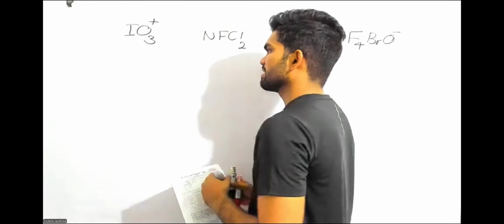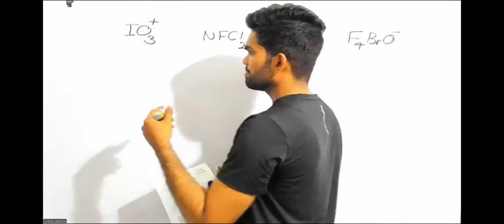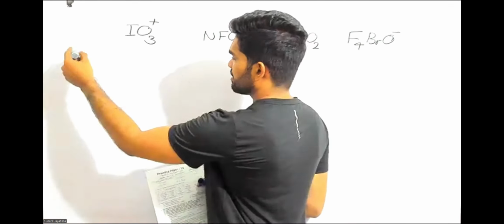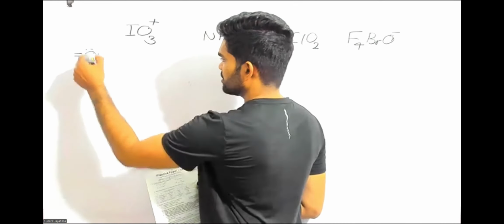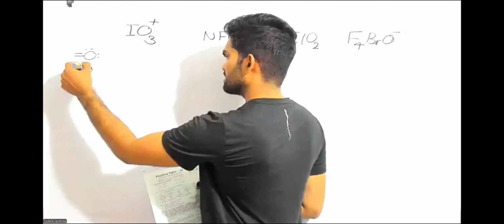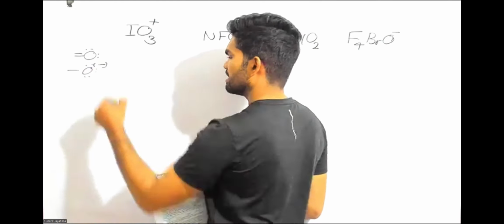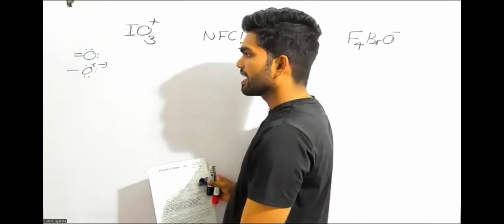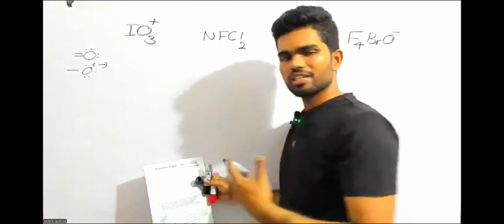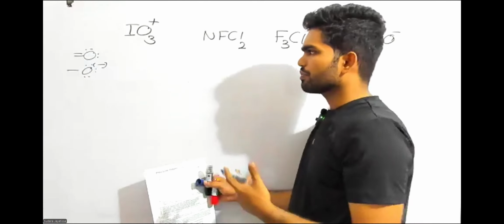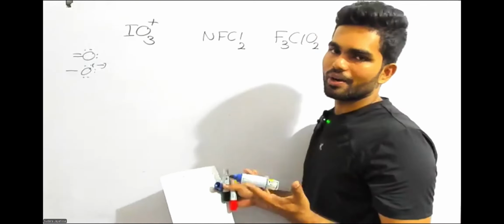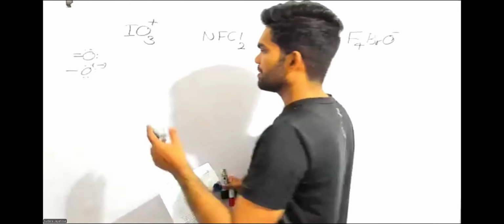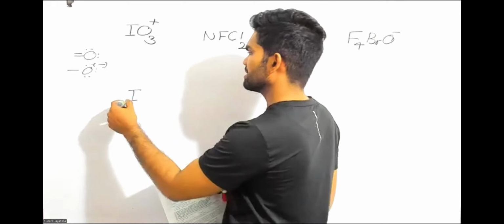Now the thing is this. With practice, normally oxygen makes a double bond. So when it makes a single bond, it keeps a negative charge. Normally oxygen is not keeping a positive charge, right? So if you take this kind of a molecule, the positive charge is usually on iodine. So with practice, you can draw.